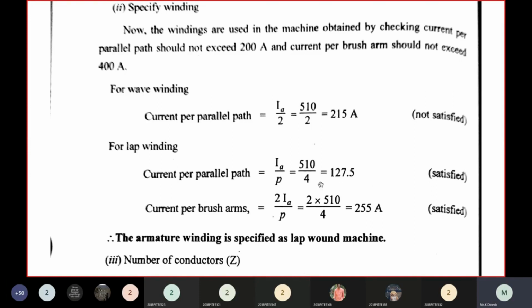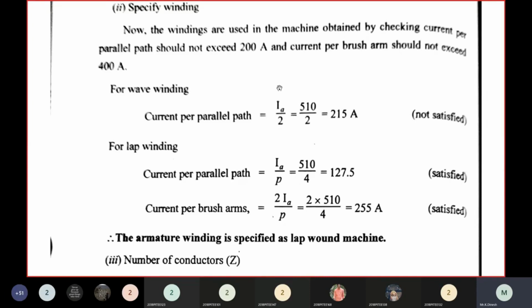So in the case of problems, when you have to specify the windings, you have to use this condition. The current per parallel path should not exceed 200 and current per brush arm should not exceed 400 amps. So you may get it as a separate question to specify what type of winding it is, in 1 mark or 2 marks also. So remember these conditions, how to get lap wound or wave wound, whether it is satisfied or not. So this is the structural procedure.